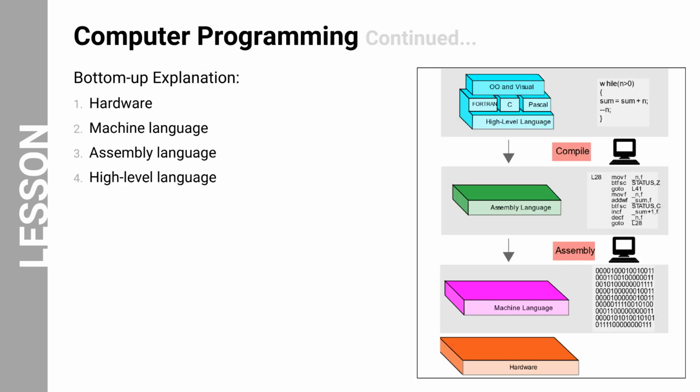Now, let's examine the architecture of computers that execute our programs. We will begin at the lower levels and build our way up to higher level languages, which are more familiar to programmers, operators, and technicians. The levels include hardware, machine language, assembly language, and high-level language.